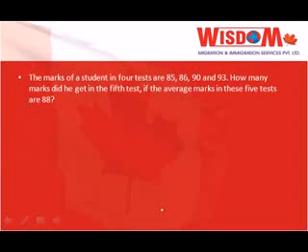Now let us see this example again. Now a student got 85, 86, 90 and 93 from first 4 tests. Now how many marks did he get in the 5th test if the average in all 5 tests should be 88? Let me assume he scored X from his 5th test. So the sum of deviation of the numbers from the average should be 0. So let me write 88 here.